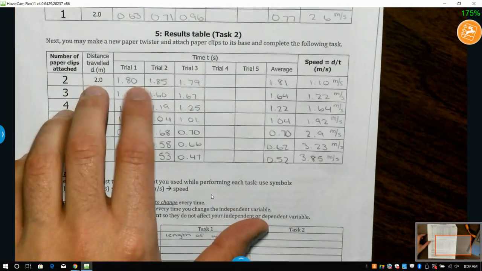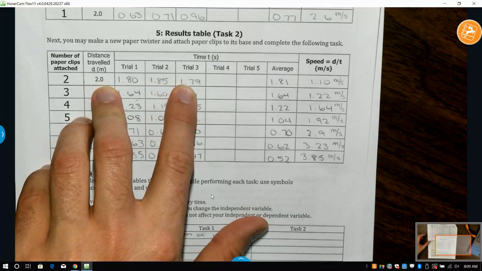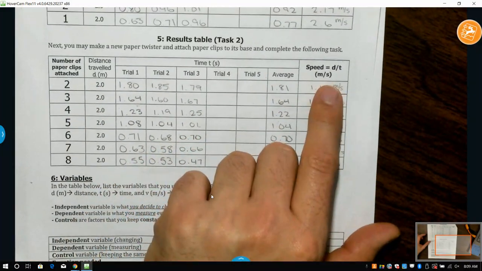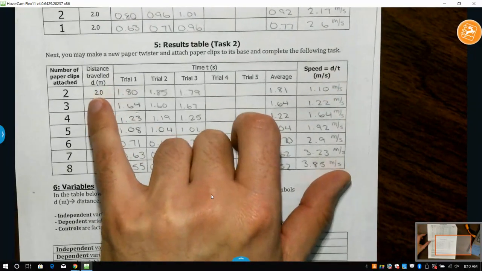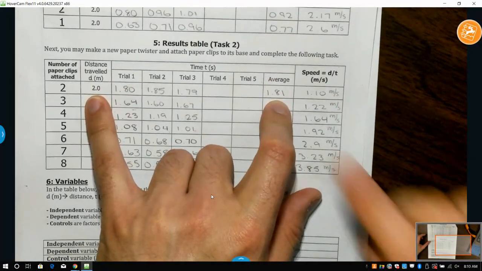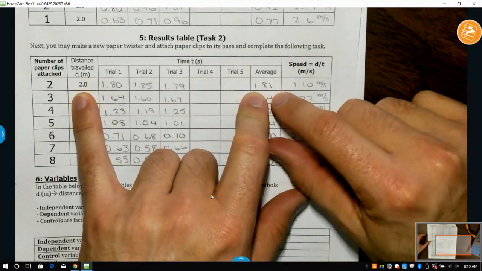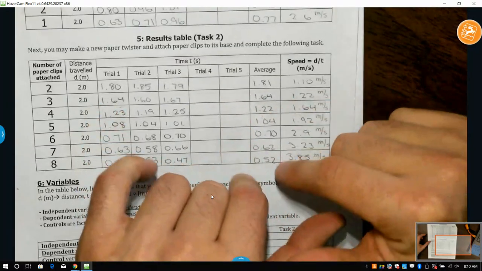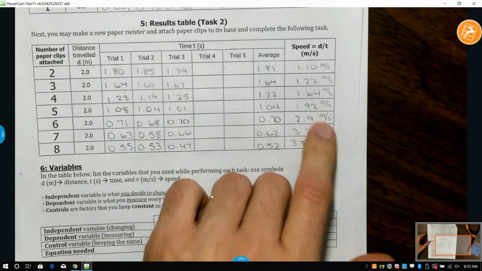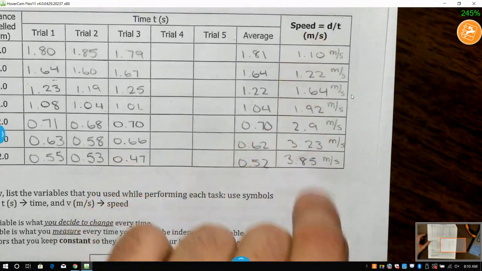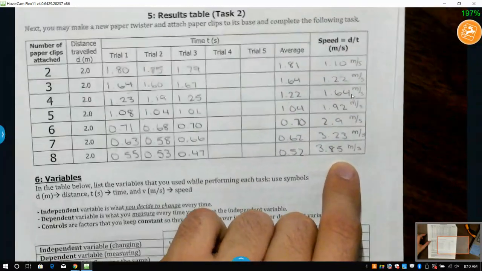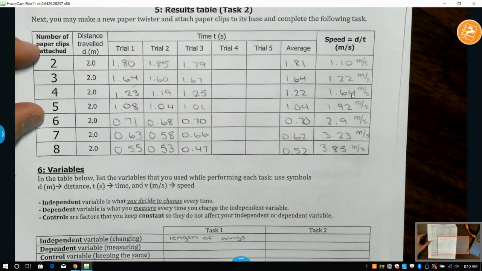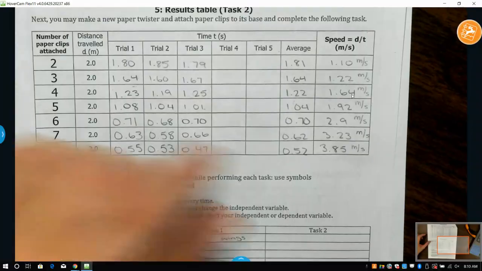On our second graph, we've calculated our average. You add the three trials together, get a number, divide it by 3. You do that for all of your trials. And then for speed, you're going to do the distance traveled, which is 2, divided by the average. So this one was 2 divided by 1.81, 2 divided by 1.64, 2 divided by 0.22, etc., all the way down. So these are what our numbers are for our speed. This is going to be going on our y-axis on the second graph. Paper clips attached is our x-axis.